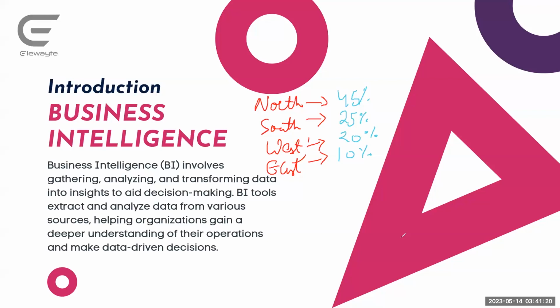Now, based on this data, we will answer the business problems. We will make better decisions: okay, we have to focus on east. Why are we getting less sales? That is the next step. Why are we getting less sales? How to increase the sales? What parameters can we consider? So this is what business intelligence is.